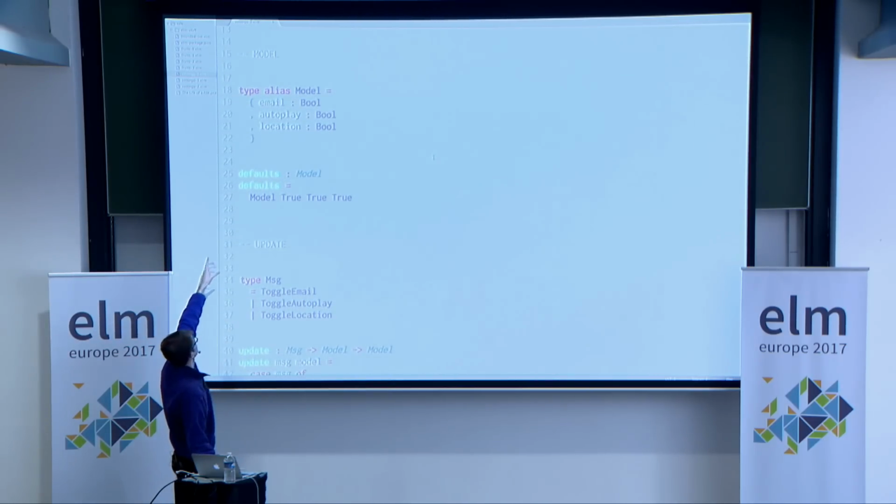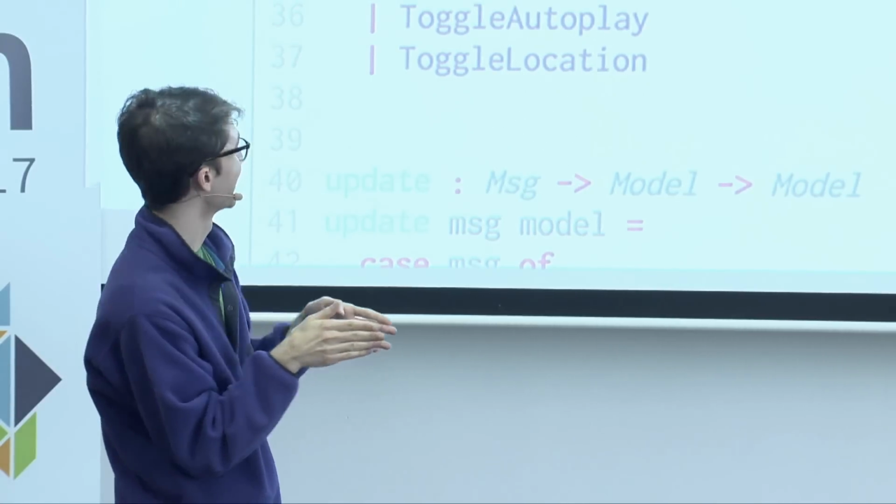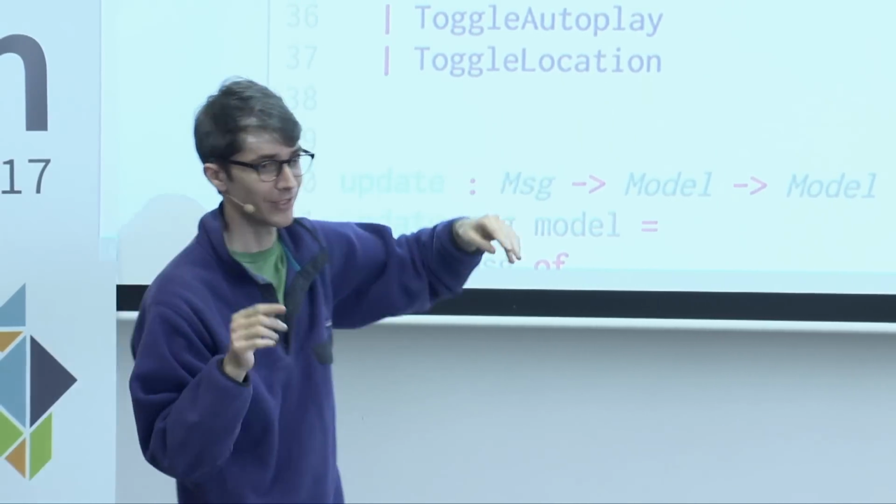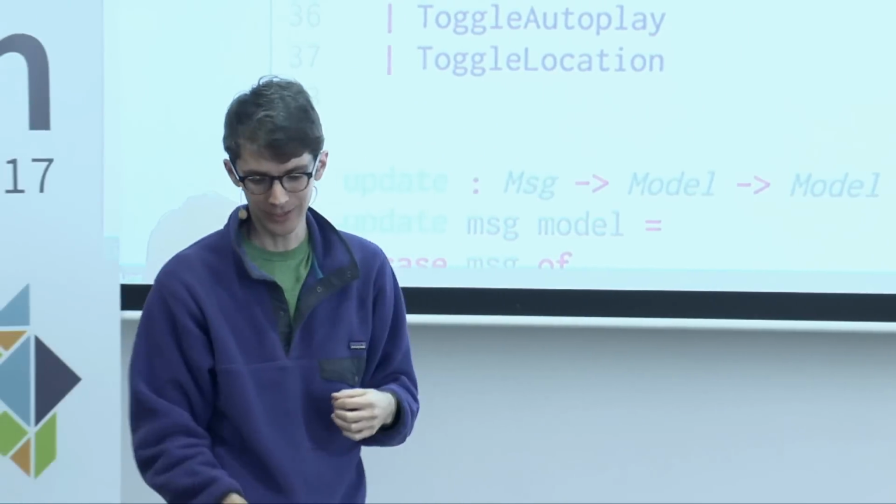The model is what we talked about. We have the record with our Boolean fields. And the defaults, everything needs to be true, right? We need autoplay to get that ad money. We need location on so that it can be location-specific advertising, like, hey, I noticed you're in the neighborhood of. And we need the email so that they can notify you to log in and see the autoplay ads.